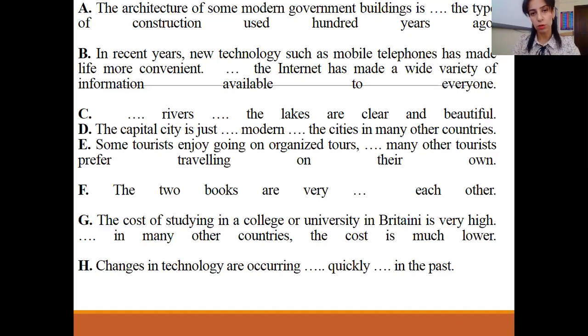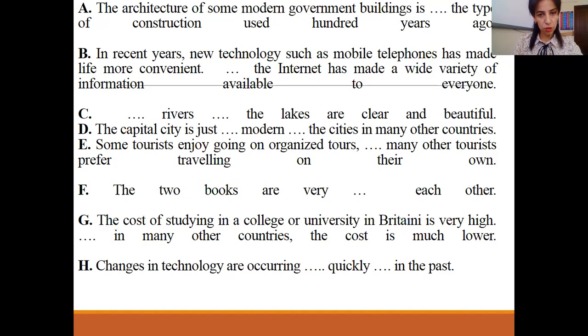So here we can also use similarly. The internet has made a wide variety of information available to everyone. The next one is, both rivers and the lakes are clear and beautiful. The capital city is just as modern as the cities in many other countries. So here you can see that comparative transitions are used.